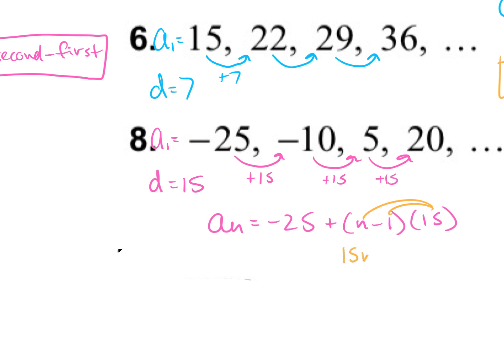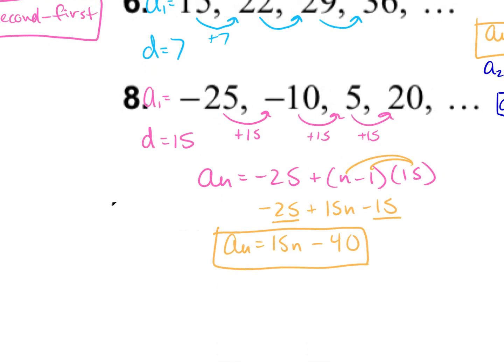Distribute. So 15n minus 15. So negative 25 plus 15n minus 15. Distribute. And then what would I do next? Combine like terms. So 15n minus 40. So that is my rule, my simplified rule.